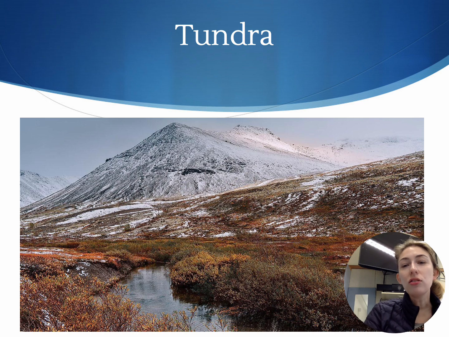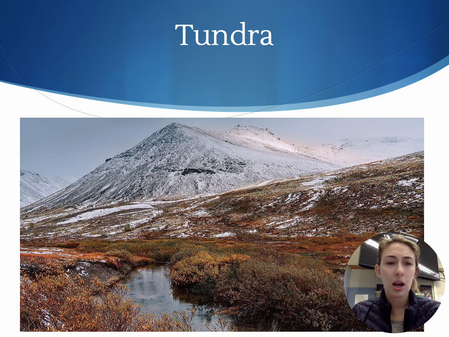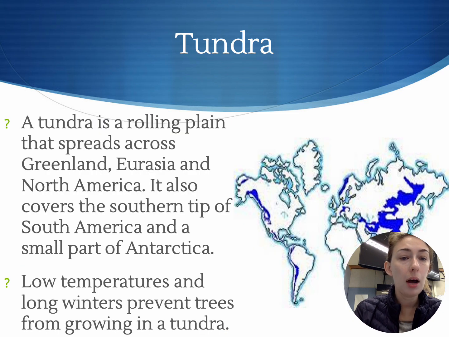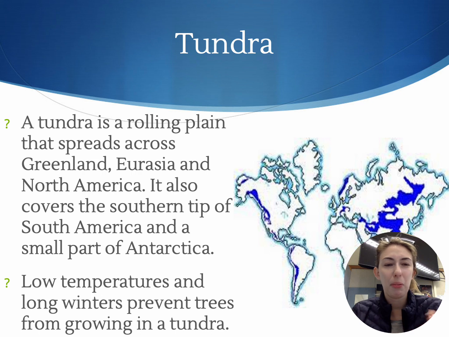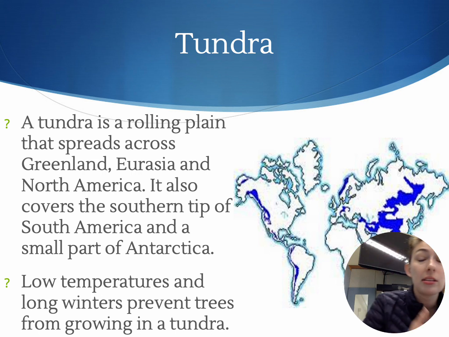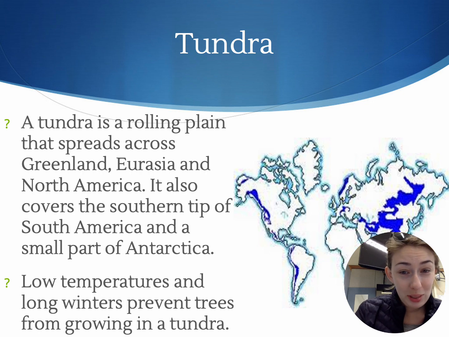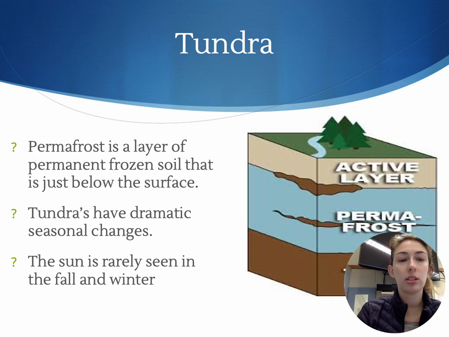Tundras. A tundra is a rolling plain that spreads across Greenland, Eurasia, and North America. It's going to be a lot colder and we're going to have a lot less plants. This also covers the tip of South America and small parts of Antarctica. It has very low temperatures and long winters, so it usually doesn't have very many trees growing. That being said, it has a very unique trait in that it has a permafrost. A permafrost is a layer of permanently frozen soil just below the surface.